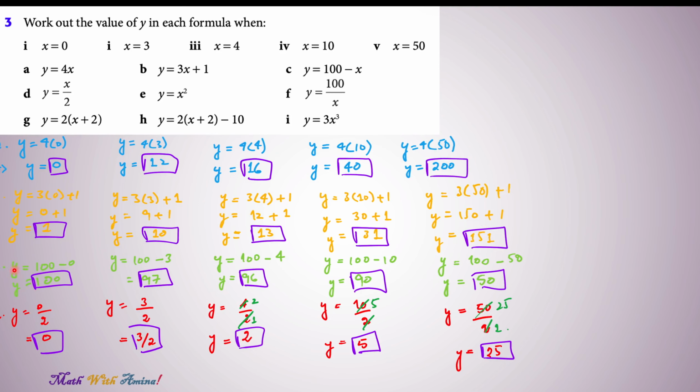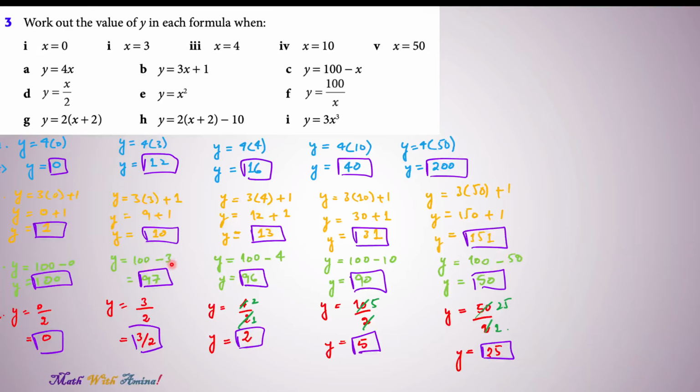So again, then we have the third expression, y is equal to 100 minus x. So again, we start with replacing x with its value. In here, 100 minus 0, 100 minus 3, 100 minus 4, 100 minus 10, and 100 minus 50. Since there is only one operation, we will perform that, which is subtraction. So 100 minus 0, it means we are subtracting nothing from 100, so y would be 100.